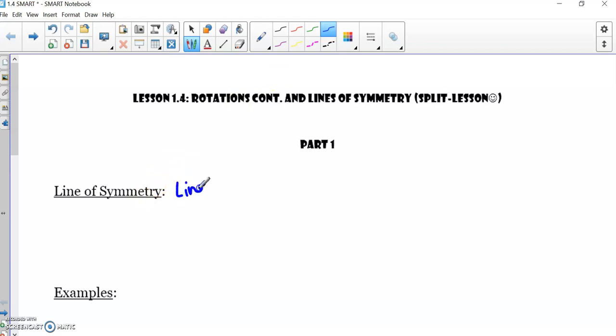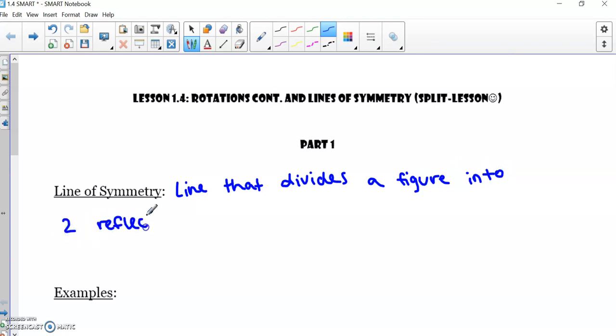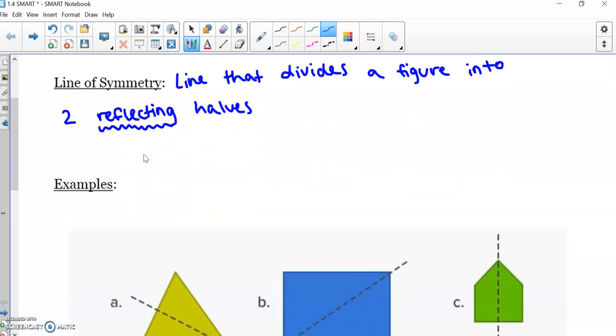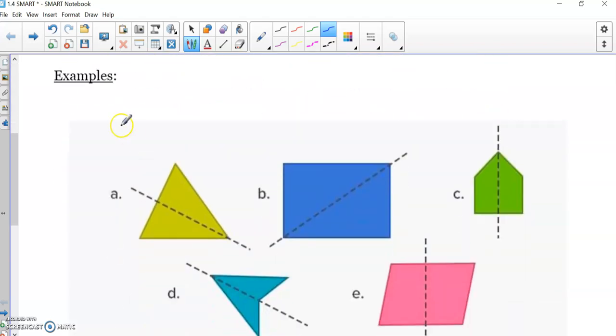A line of symmetry is a line that divides a figure into two reflecting halves. Okay, and it's really important that you note this word reflecting. They have to be reflections of each other for it to actually be a line of symmetry. So let's try some examples.